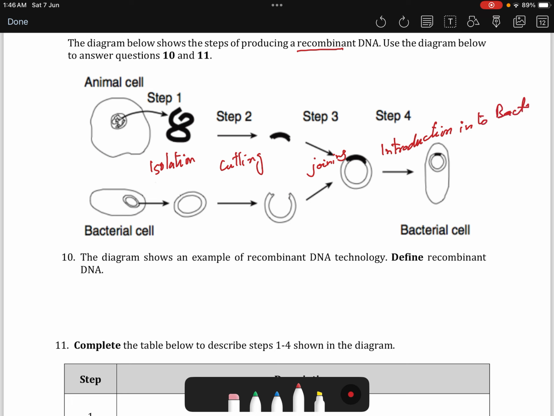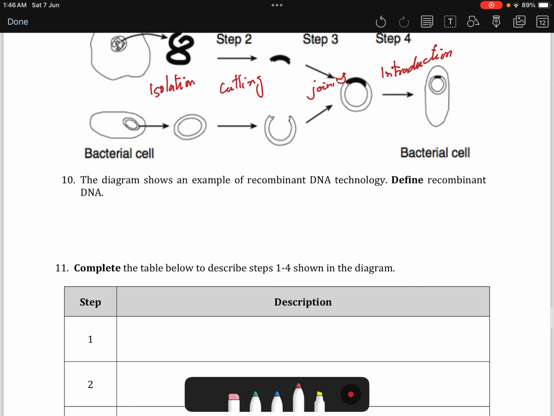Okay, yeah, it's written down bacterial cell, so I will erase it. Introducing into the bacterial cell. The diagram shows an example of the recombinant DNA technology. Define recombinant DNA. So how do you define recombinant DNA?